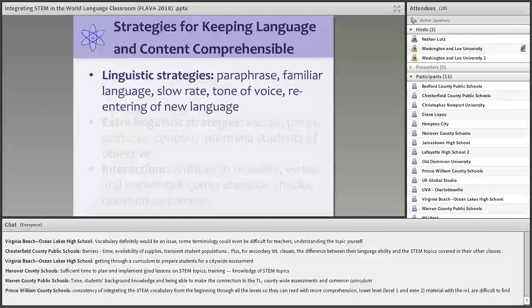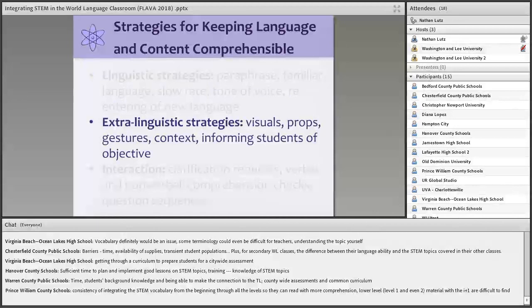Familiar language is a great way for students to circumlocute, to restate something using perhaps simpler words that they already know. Of course, we know the things that we do with our voice, whether we slow the rate down that we're speaking or change our tone of voice, using inflection to help students understand what we're doing, perhaps to draw attention to certain words in what we're saying.